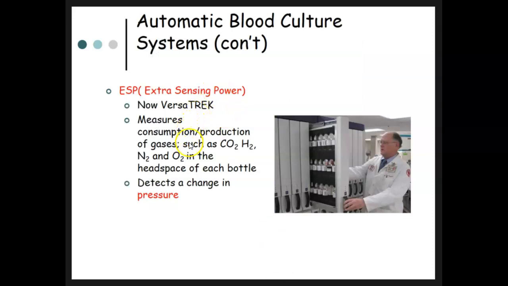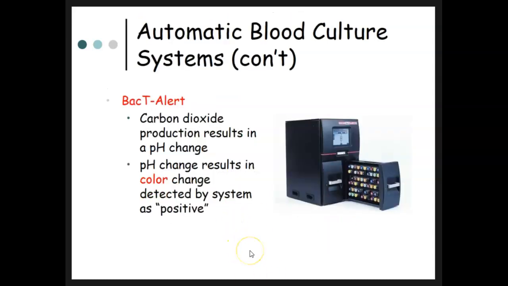It measures the consumption or production of gases such as carbon dioxide, hydrogen gas, nitrogen, and oxygen in the headspace of each bottle, and it detects a pressure change. So it's the same type deal. The computer is detecting these pressure changes, and then it alarms, and it tells you where the bottle is, and you go and pull it.